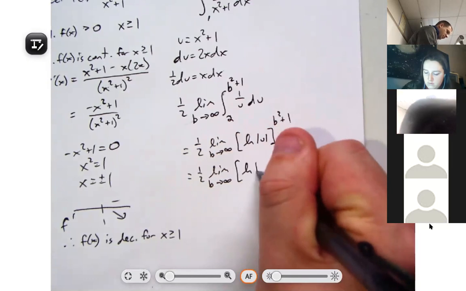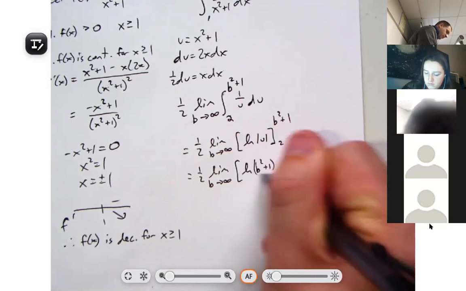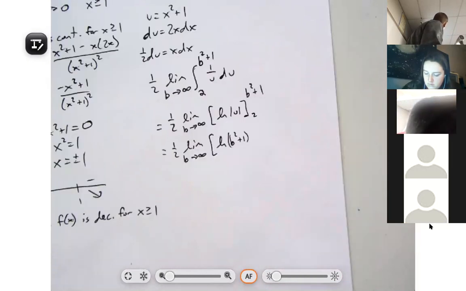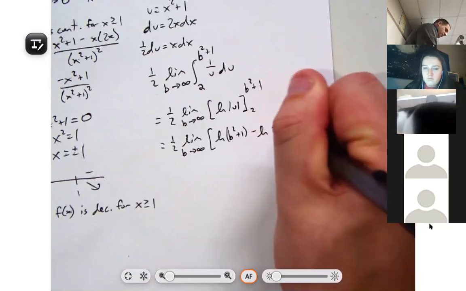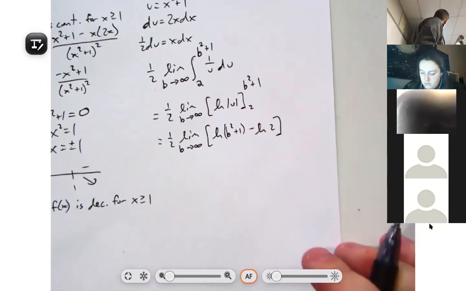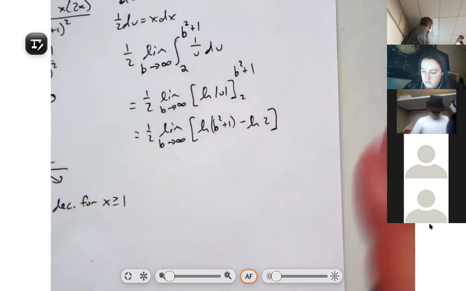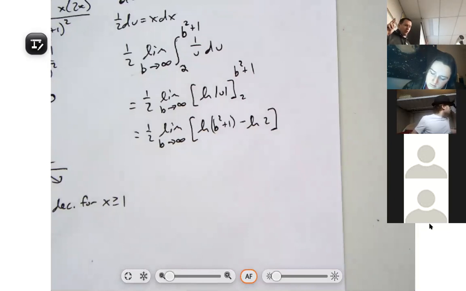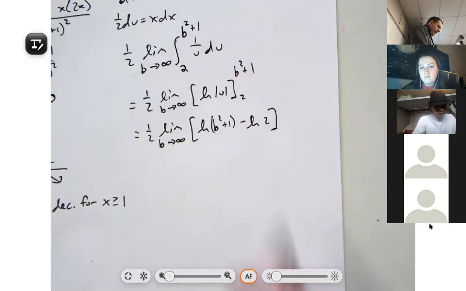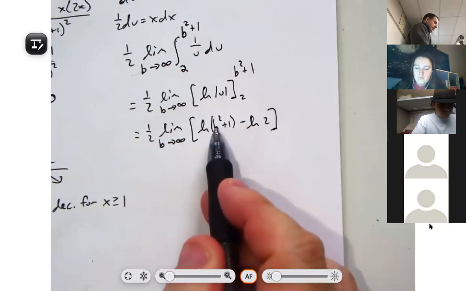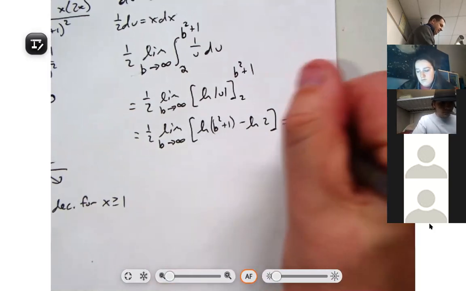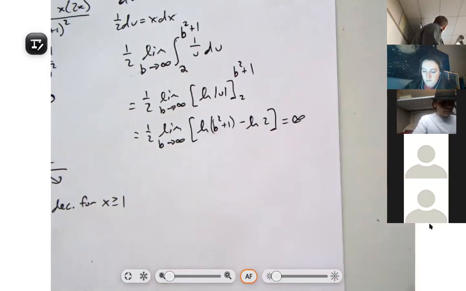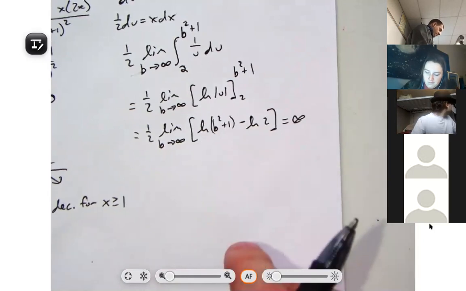Natural log of b squared plus 1, which is always positive, so I don't need the absolute value anymore, minus natural log of 2. And then at this point right here is where now I can, I'll use air quotes here, plug in infinity. If I plug in infinity, I'm going to get the natural log of infinity, which is infinity. So basically this is infinity, which means this diverges.